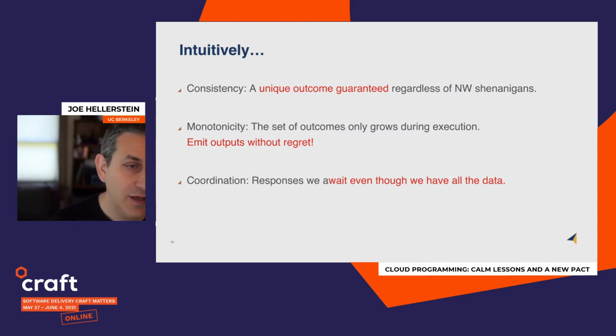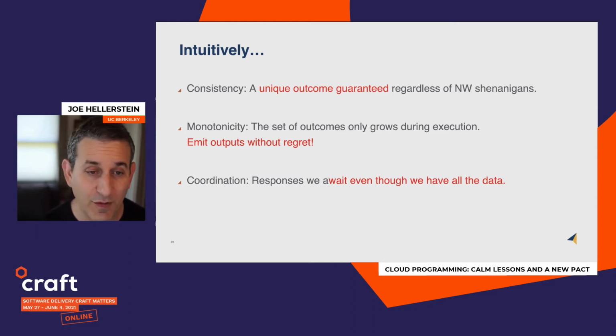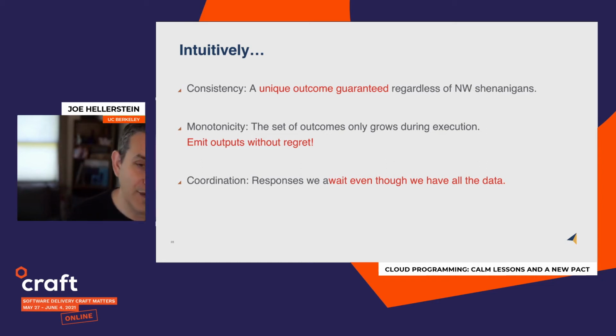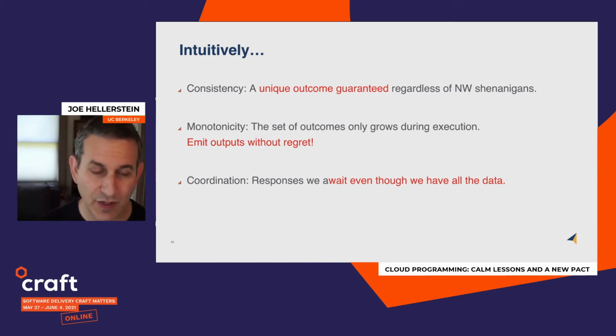We want our cloud infrastructure, the computer we're running on, to behave reasonably, right? We want it to behave without having to worry about what order every packet gets delivered. So that's our definition of consistency. That's the goodness we want from our program. Monotonicity, the property we need from our program, is that the set of outcomes only grows during execution. If your program is monotonic, then you will be able to have a coordination-free, consistent version.